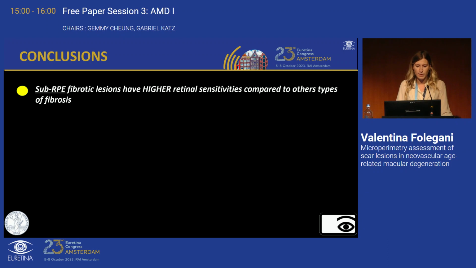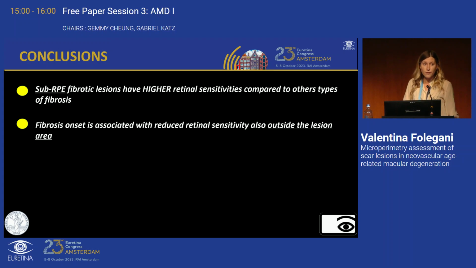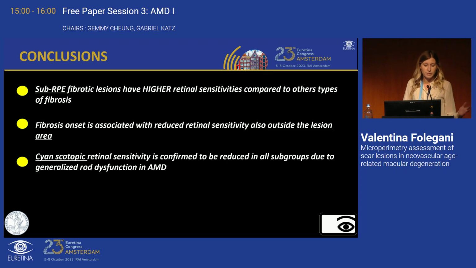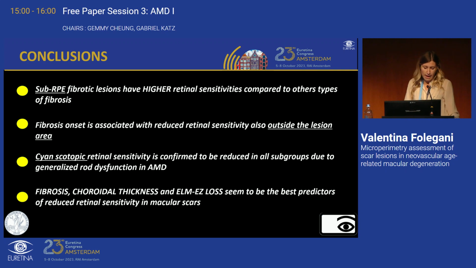Patients with sub-RPE fibrosis are the ones with higher retinal sensitivity compared to the other types of fibrosis. The onset of fibrosis is associated with a reduction of retinal sensitivity also in the area outside the lesion. And then the scotopic retinal sensitivity is reduced in all the subgroups, and this is due to the generalized rod dysfunction, which is typical in all patients with AMD. And then fibrosis, choroidal thickness, and the loss of the outer retinal layers seem to be the best predictors of a reduction in retinal sensitivity.